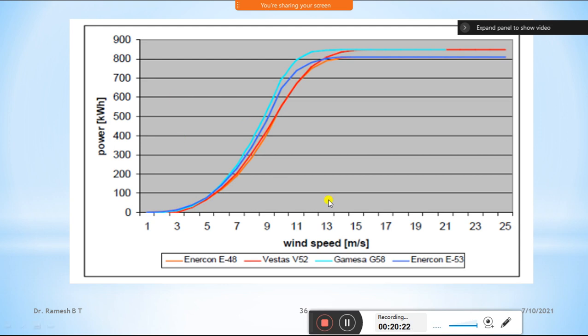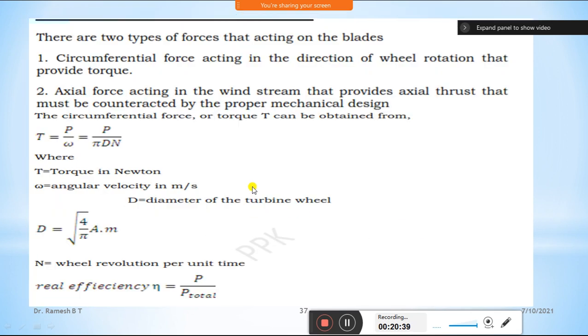So this is the power against wind speed. If the wind speed increases, the power also increases. We already discussed this graph in our last class. More wind power means more wind speed V. If the wind speed is less, the power generation is also very less.